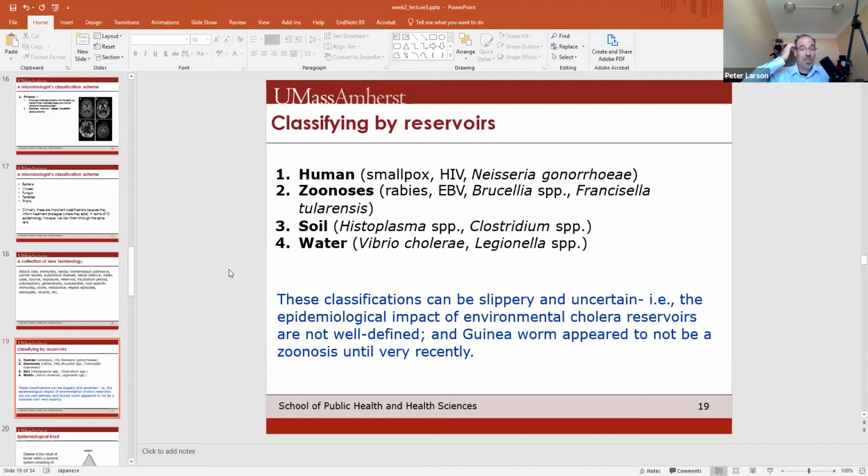These classifications can be slippery and uncertain. The epidemiologic impact of environmental cholera reservoirs is not well defined. And guinea worm appeared to not be a zoonosis until very recently. We're going to talk about guinea worm later.